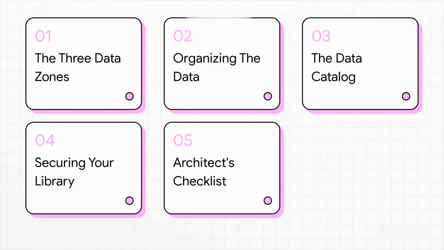All right, so here's the game plan for today. We're going to walk through the blueprint piece by piece. First, we'll lay the foundation with the 3 essential data zones. Then we'll talk about the shelving system, how to actually organize the data. We'll cover the library's card catalog, which makes everything discoverable, and of course, security. Finally, we'll wrap it all up with an architect's checklist to bring it all home.